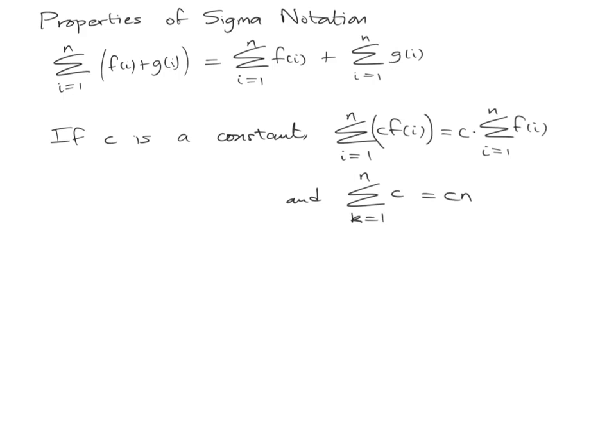And another one that's really useful is that if you have the sum of a constant, so you just have C plus C plus C plus C plus C, from k equals 1 to n. In other words, there are 1, 2, 3, 4, 5, all the way to n of these. Well, then you're just adding C, n times, so the answer is C times n, however many terms there happen to be.